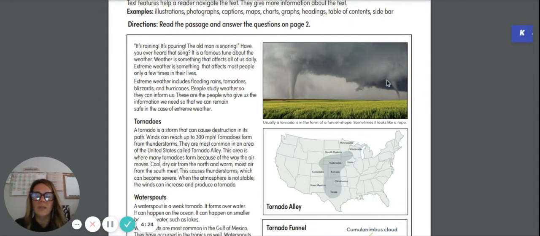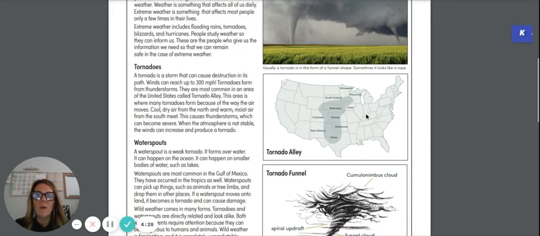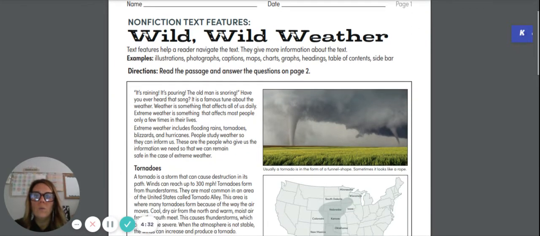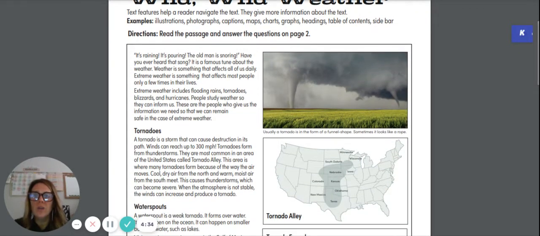Because that thing looks pretty wicked. So this just tells me, again, we're talking about wild weather. Okay, and as I'm beginning to read, I'm going to see more of this tornado. It's probably going to help explain what I'm reading about.